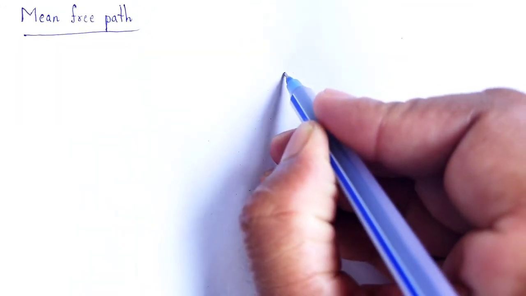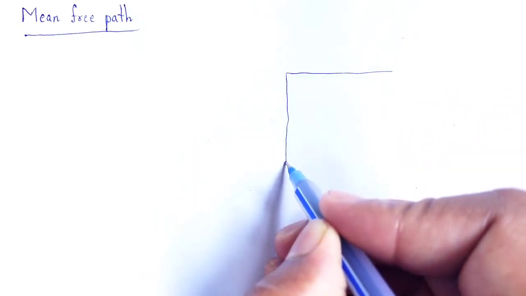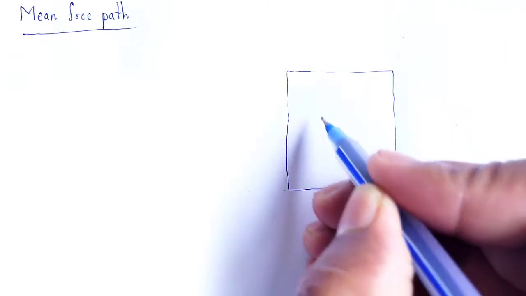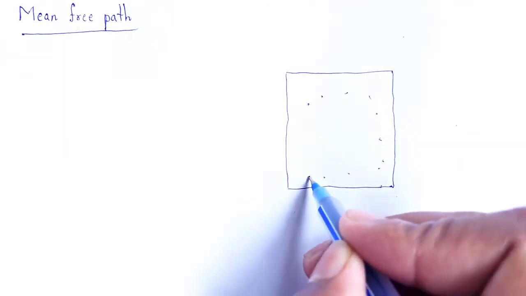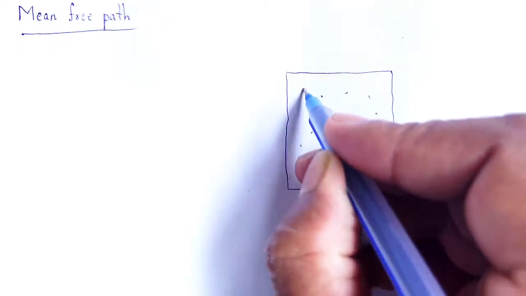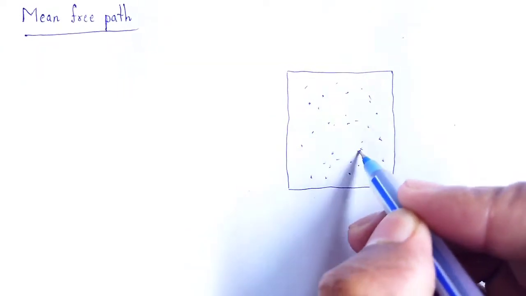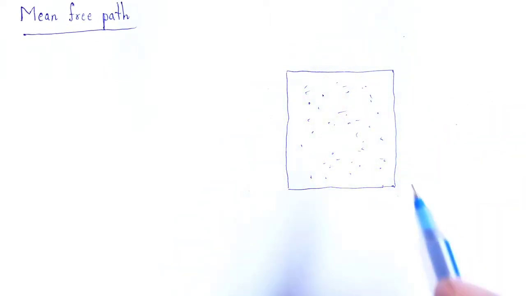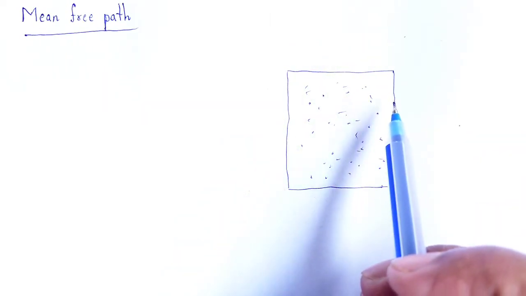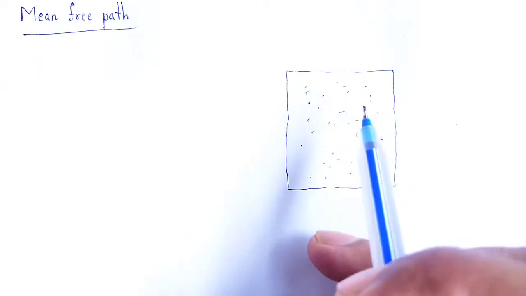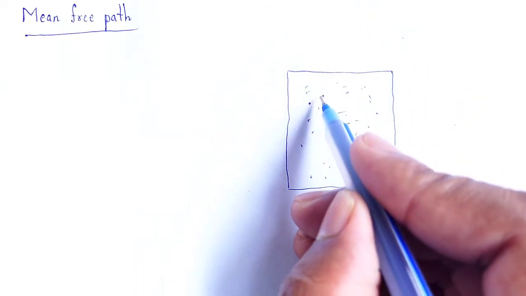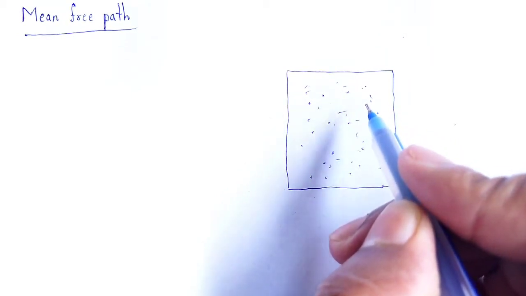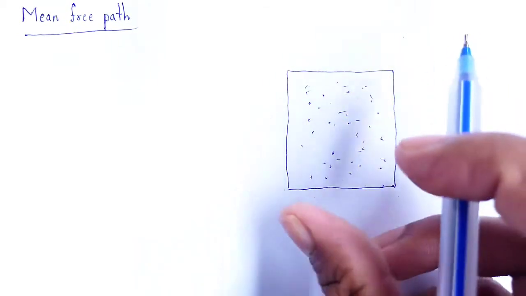So let me take a container where there are gas molecules. The gas molecules are constantly moving in all directions with various speeds, and they collide with each other. They collide with each molecule and with the wall of that container.